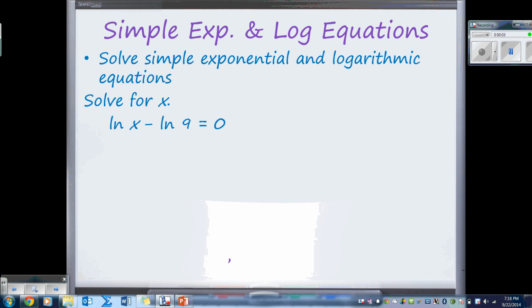Okay, this is the second recording for 3.3 and 3.4. Today this section is just going to be solving a few simple exponential and logarithmic equations.